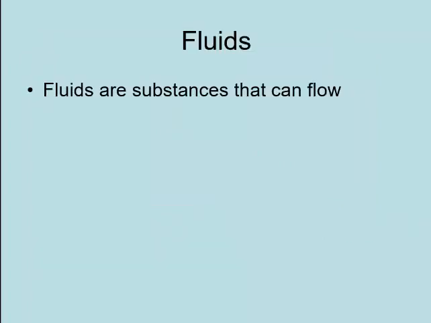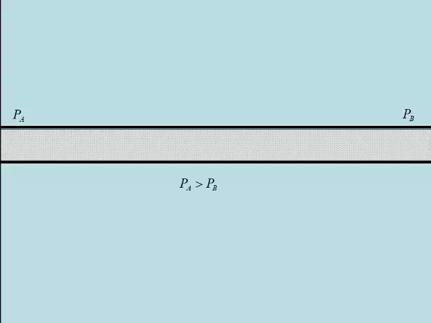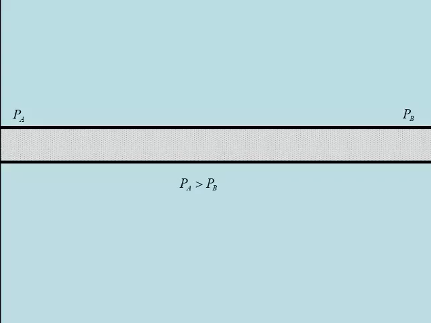Fluids. What do we mean by a fluid? Well, a fluid is a substance that can flow, so liquids and gases. Here we've got a pipe and it contains a fluid, and if this at this side is pressure A and here we've got pressure B, if pressure A is greater than pressure B, the fluid will then flow to the right, like this.